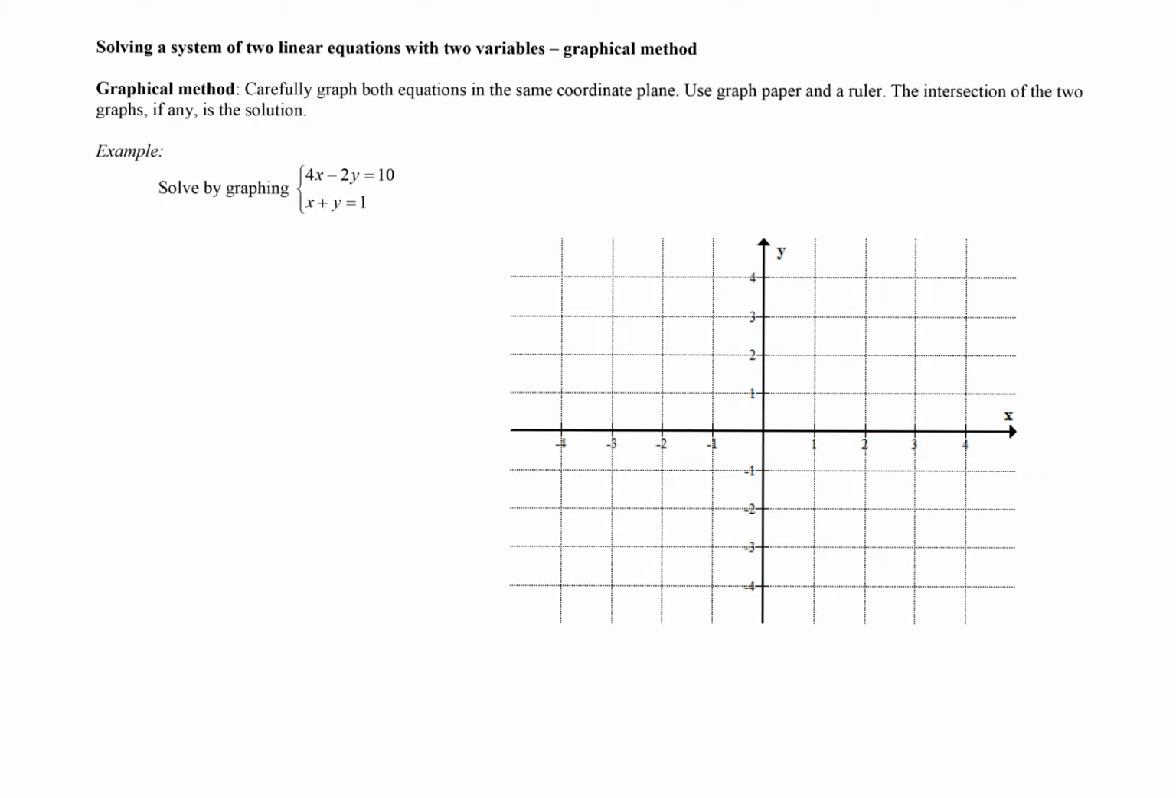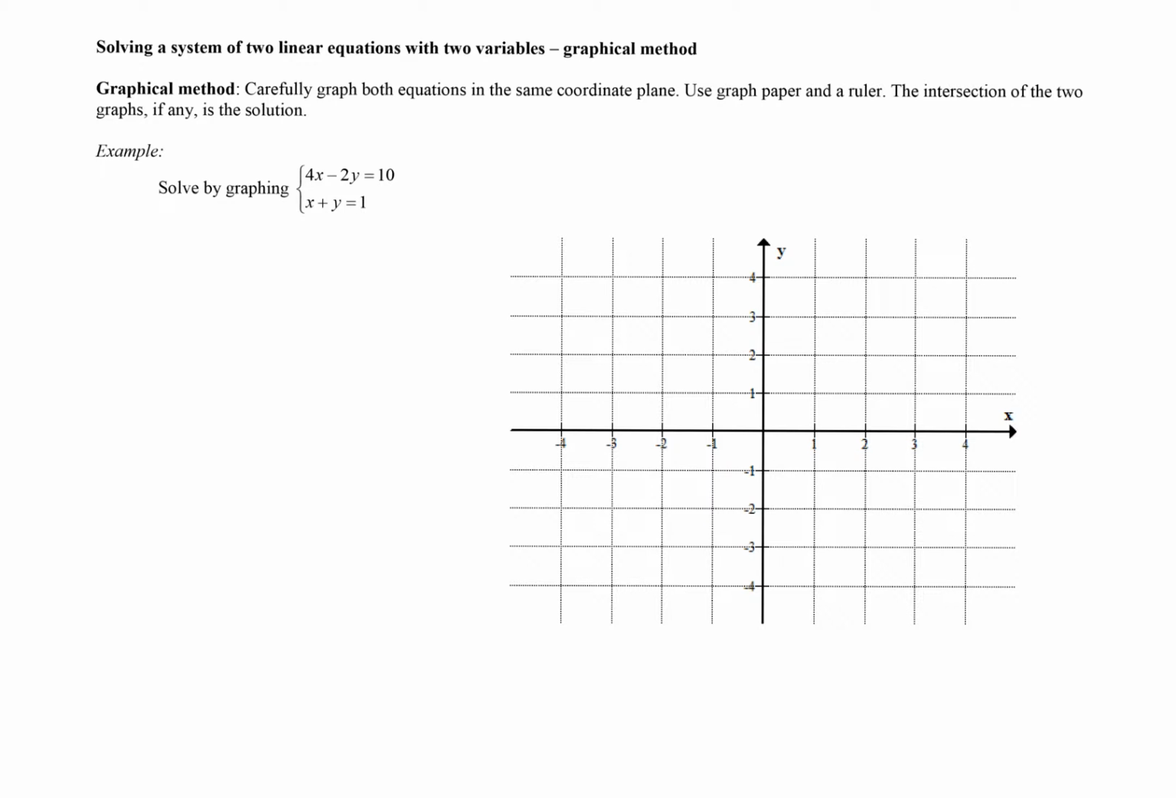In this example, we'll illustrate the graphical method of solving systems with two variables. We want to solve the system that consists of the equation 4x minus 2y is equal to 10 and x plus y is equal to 1. Since each equation represents a straight line, we'll graph each equation.